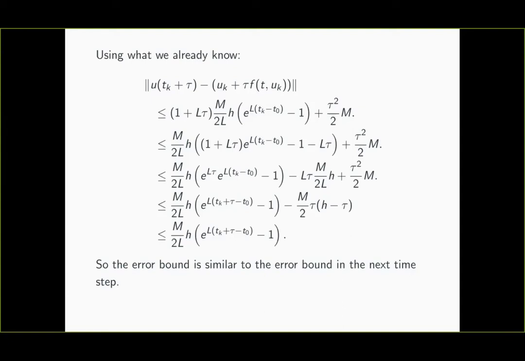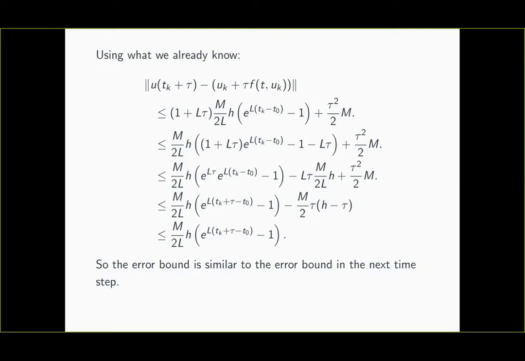Next, in this first occurrence of 1 plus L tau, again apply this upper estimate, bounding 1 plus L times tau from above by the exponential of L times tau. And I also pull out this minus L tau from this bracket. So I get the upper bound m over 2L times h times the exponential of L tau times (the exponential of L times (t_k minus t_0) minus 1), and then minus L times tau times m over 2L times h plus tau squared over 2 times m.